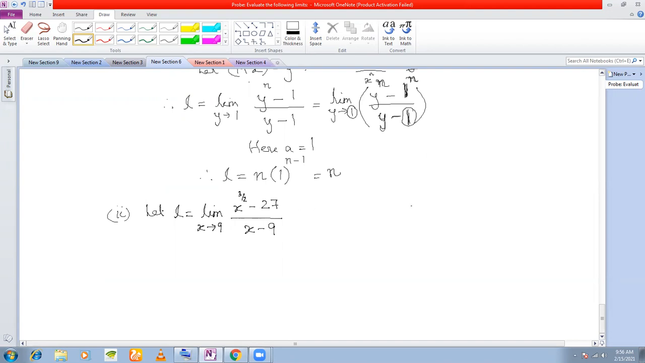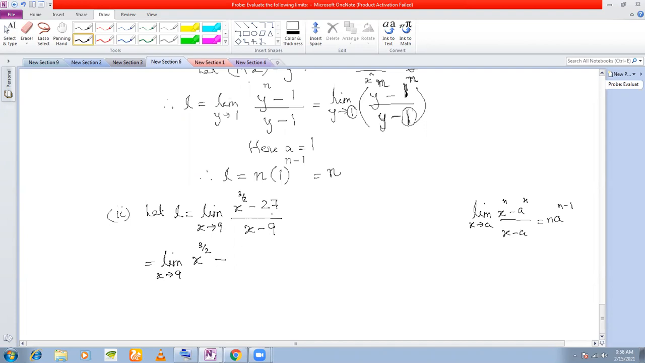Now see, compare it with this. Limit x tends to a, x to the power of n minus a to the power of n by x minus a is equal to n a to the power of n minus 1. So here if you compare it with this, what you see is that a here is 9 because limit x tends to 9. Okay, and n here is 3 by 2 because x has been raised to the power of 3 by 2.